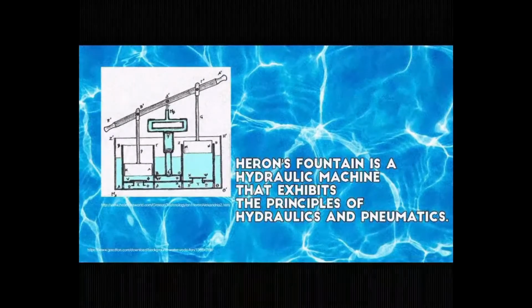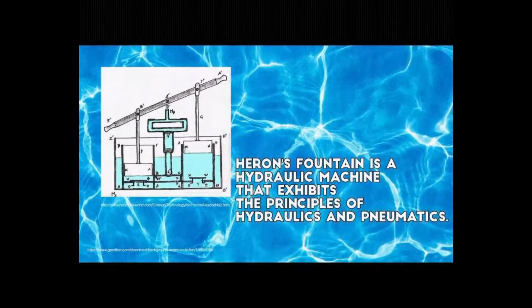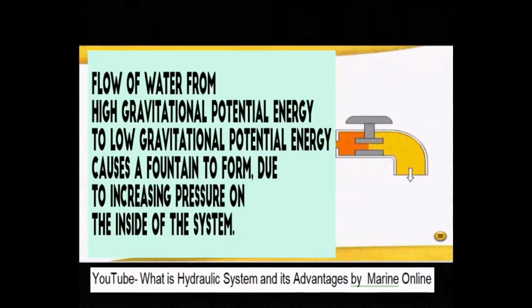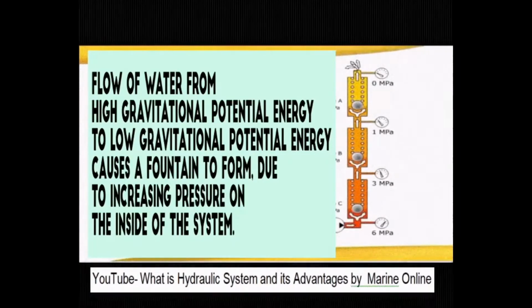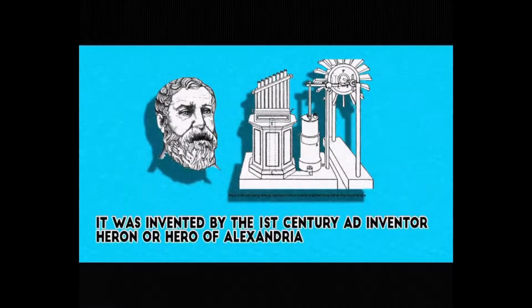What is the NonStop Helios fountain? The Helios fountain is a hydraulic machine that demonstrates the principles of hydraulics and pneumatics. Flow of water from high gravitational potential energy to low gravitational potential energy causes the fountain to form due to the increasing pressure on the inside of the system. It was invented by the 1st century AD inventor Hieron, or Hero of Alexandria.